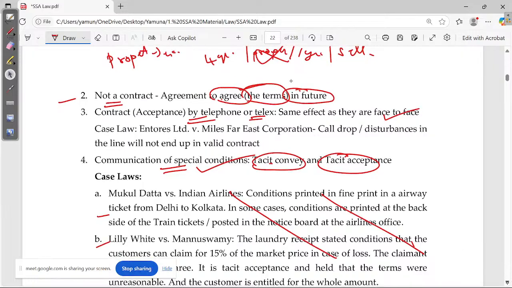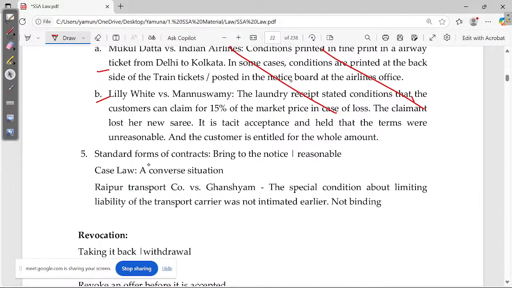I'm not overloading today. Standard forms of contract. Probably some situations may be there. For example, you are saying, ma'am, that you are willing to sell the car to me. I'm willing to buy, ma'am, but I don't know how to ride the car. Can you send it to my house?